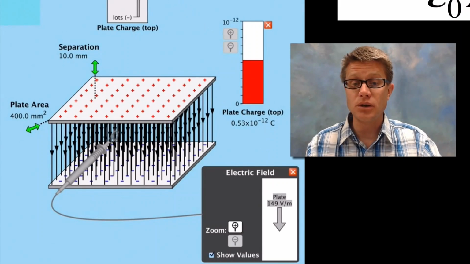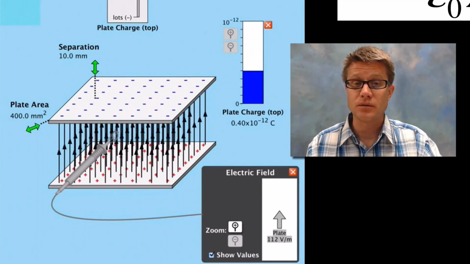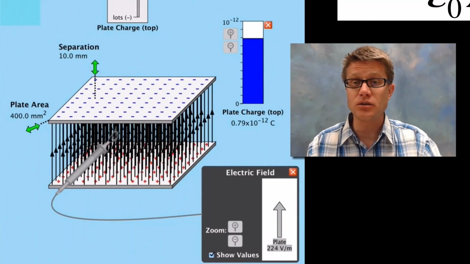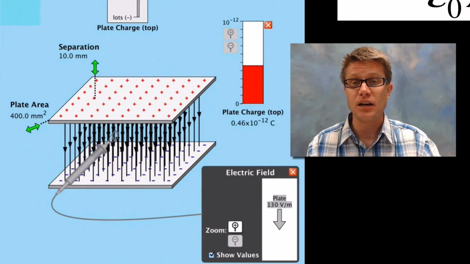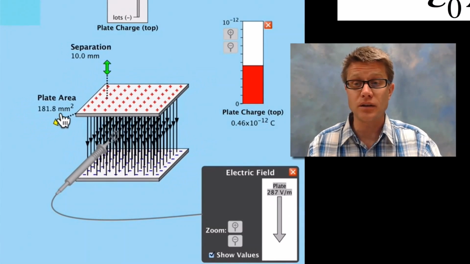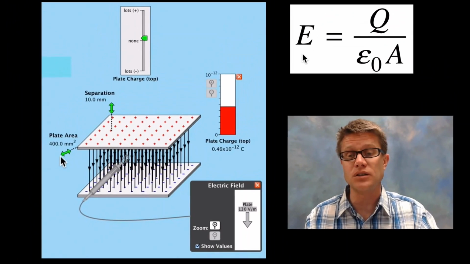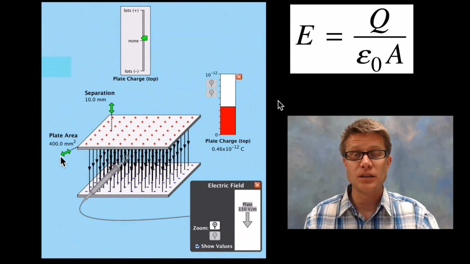If I add more charge, or I add more of the negative charge, you can see I'm increasing that electric field strength. Now what happens if we change the plate area? As we decrease the plate area, you can see that we're increasing the electric field strength. Because it's in the denominator, if we decrease it, we increase the electric field strength. If we increase the area, what we're doing is decreasing the electric field strength. And so it's a really nice relationship between charge and the area of the plates and then the electric field strength.